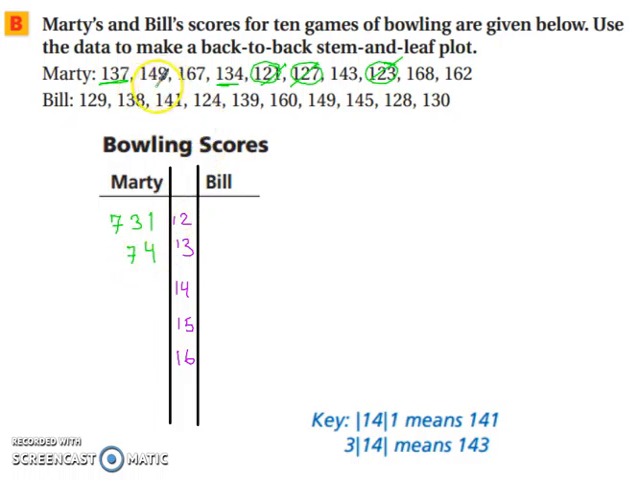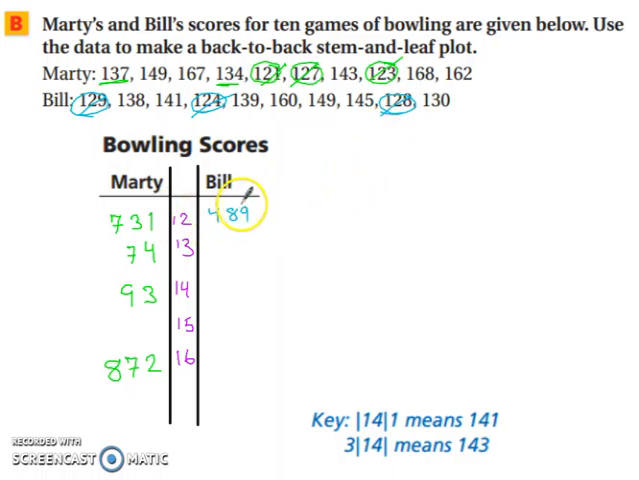And then we keep going. In our 140s, we've got a 3 and a 9. We've got nothing in the 150s, but we have 3 of them in the 160s, a 2, a 7, and an 8. So those are Marty's bowling scores, and now let's deal with Bill's. In the 120s, we've got 129, 124, 128. So we've got a 4, an 8, and a 9.